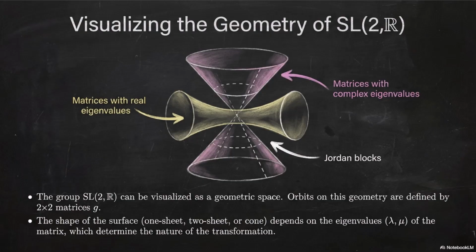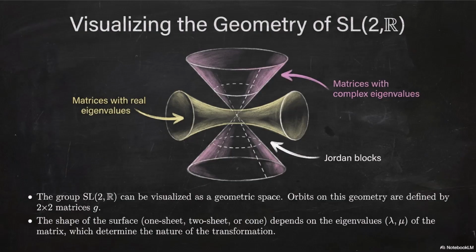And we can visualize this, which is our next slide. The geometry of SL(2,R) can be mapped onto these 3D surfaces. And the shape of those surfaces, hyperboloids, cones, and so on, it's all dictated by the eigenvalues of the transformation matrices. Which tell you if the motion is elliptical, hyperbolic, that sort of thing. Exactly. And that geometric insight lets us do the final construction step.